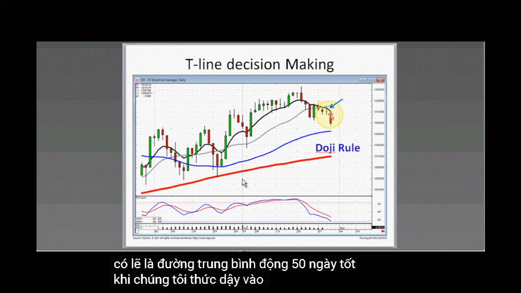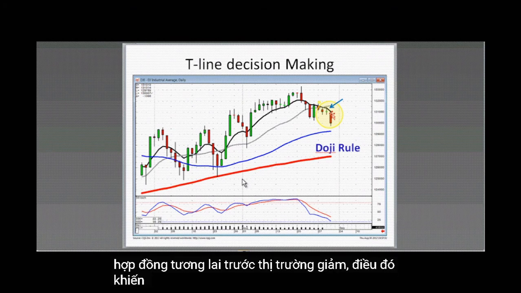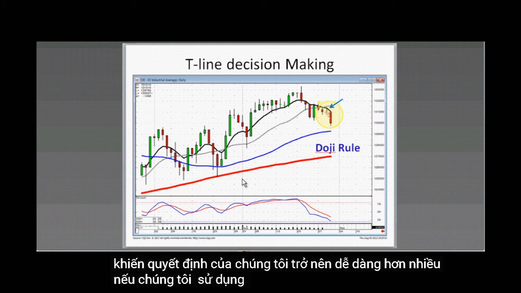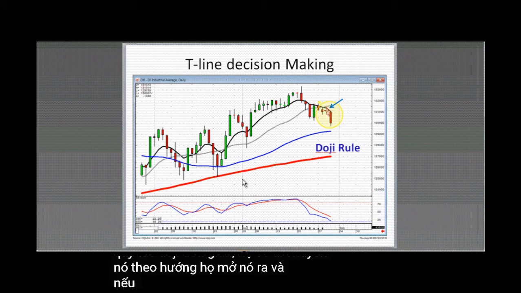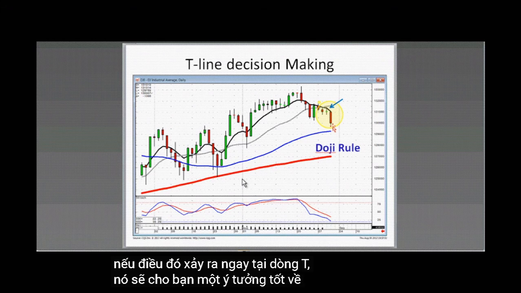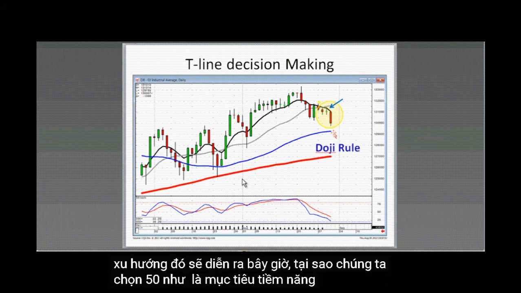Well, when we woke up this morning and saw the pre-market futures were down, it makes our decision that much more easy to decide which way to go. If we use a simple doji rule, that they're going to move it in the direction of how they open it, and if that's occurring right at the T-line, it gives you a good idea which way that trend's going to go.